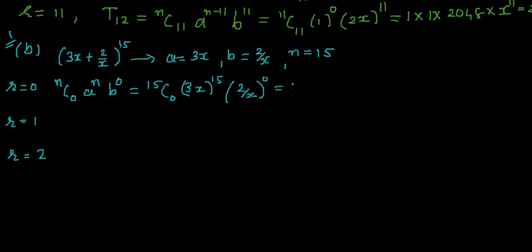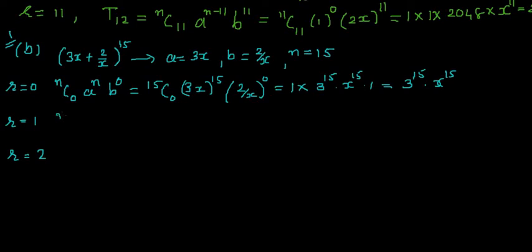Now 15C0 is easy to get, it is 1. Now 3 and x both get the power 15, so I write 3 raised to 15 into x raised to 15. All terms are in multiplication, and 2 upon x all raised to 0 power is going to be 1. So the final answer is 3 raised to 15 into x raised to 15. I will leave it as it is. 3 raised to 15 is going to be a big number; you can use a calculator if you want to write it.